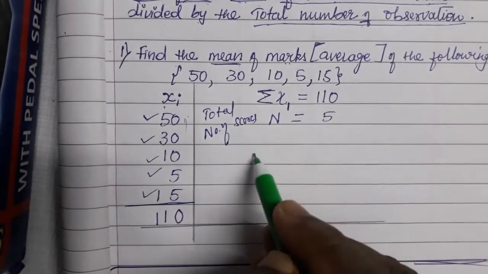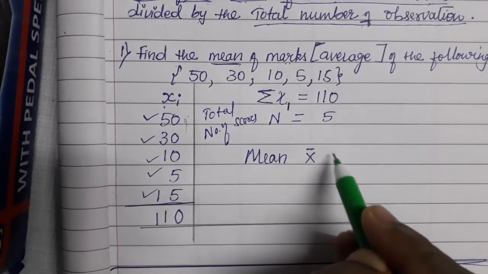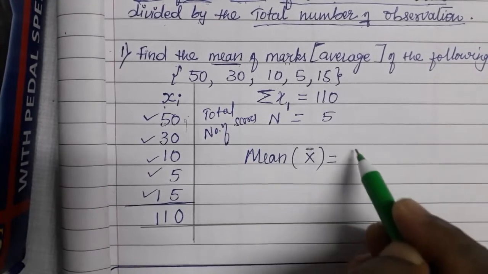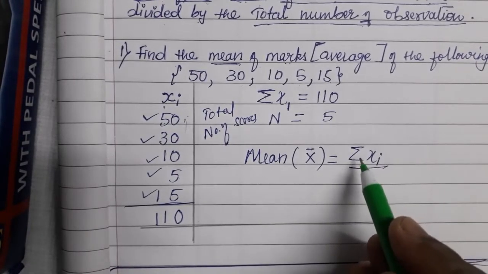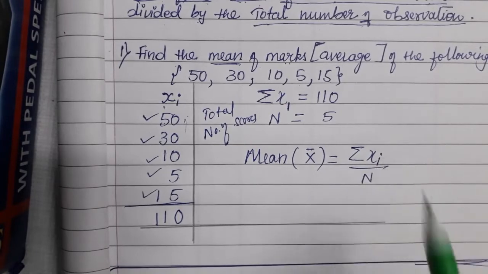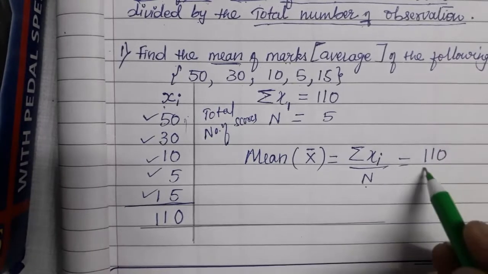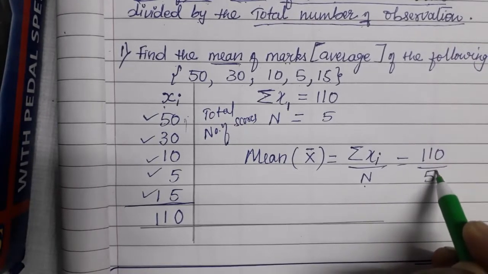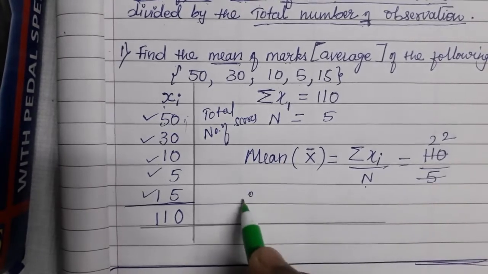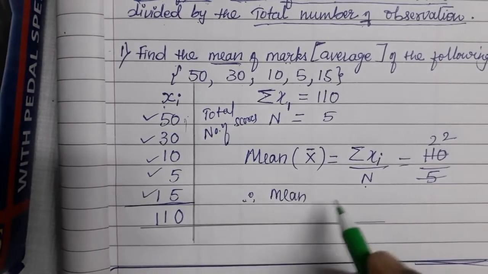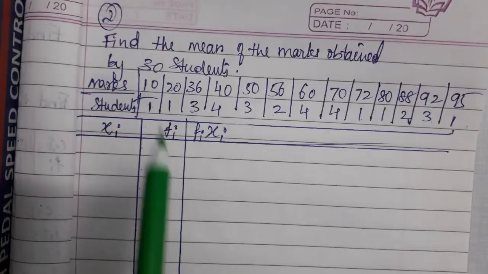So it is 5. So what is the formula for mean? Mean is also represented as x bar is equal to sigma xi by n. This is the sum of the values of all the observations divided by the total number of observations. What is the sum of the observations? 110. What is the total number of observations? 5. 5 twos are 10. Therefore, the mean or average of the given scores is 22.